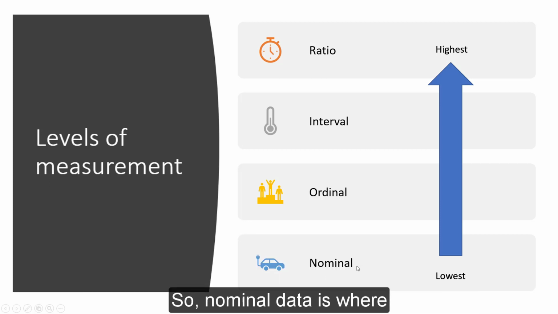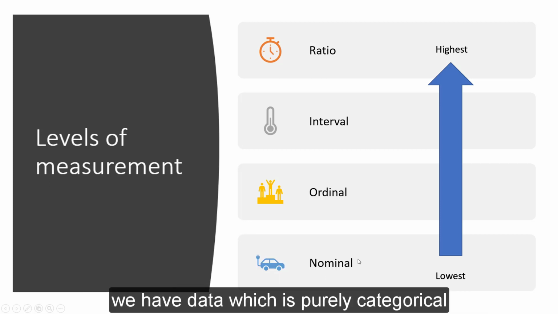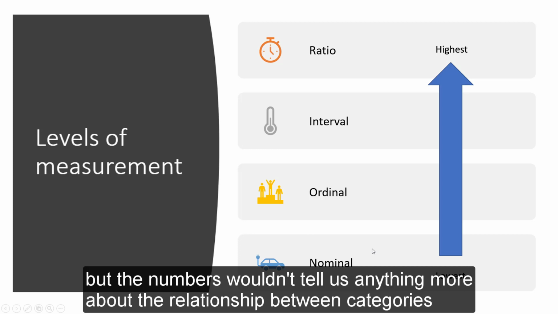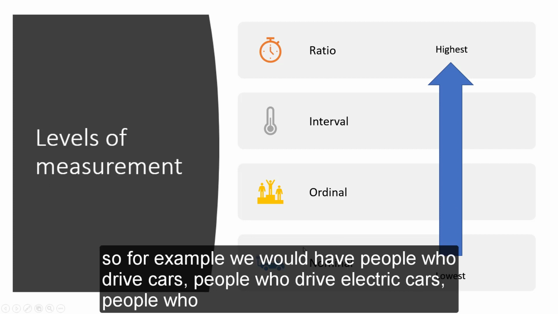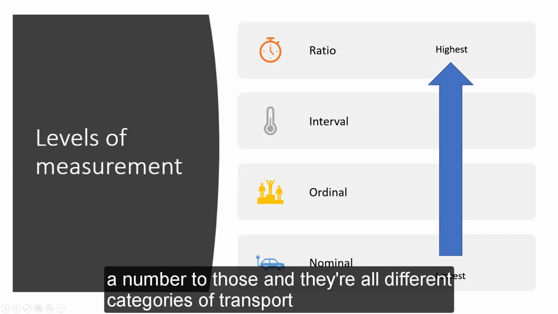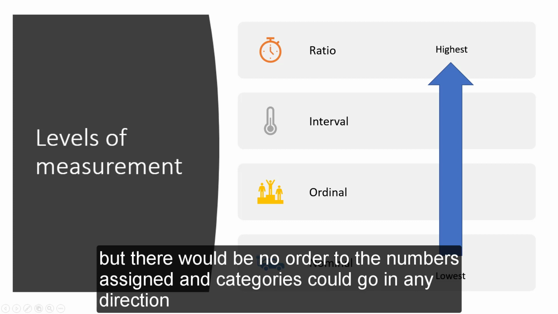So nominal data is where we have data which is purely categorical. We could assign numbers to the categories to differentiate between them, but the numbers wouldn't tell us anything more about the relationship between categories. So for example, we would have people who drive cars, people who drive electric cars, people who drive motorbikes, people who walk, or so on. We could just assign a number to those, and they're all different categories of transport. But there would be no order to the numbers we assign to them. The categories could go in any direction.